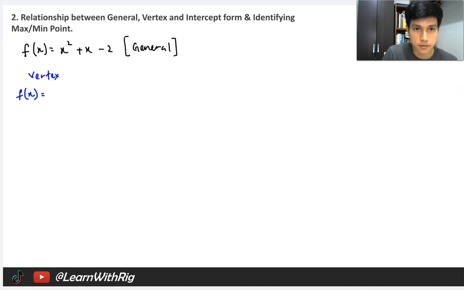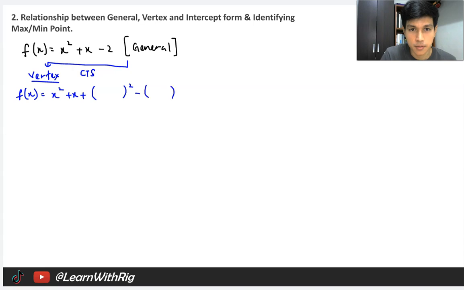So you have to do completing the square. Okay, so f(x) is going to be, I'll write here, x squared plus x plus, I hope you guys remember. Okay, if you don't remember, please revise the first subtopic. So it's going to be bracket square minus bracket square minus 2. Here is going to be over 2 over 2. So what's the numerator? It's going to be this value here. So it's positive 1. So it's 1 over 2, 1 over 2.